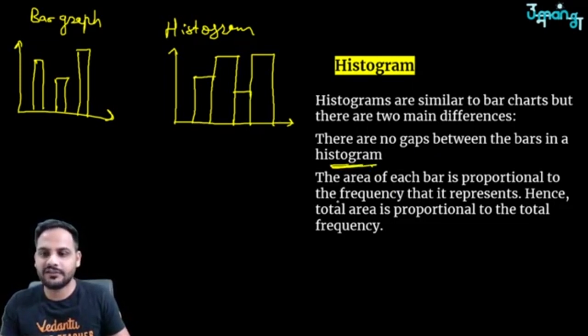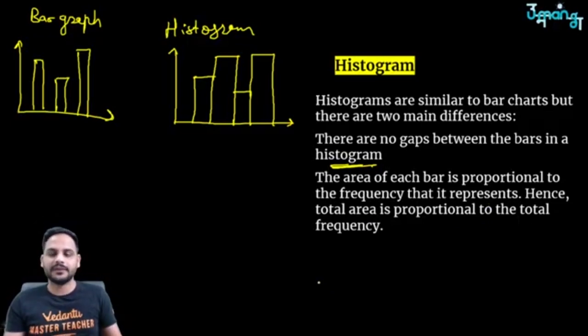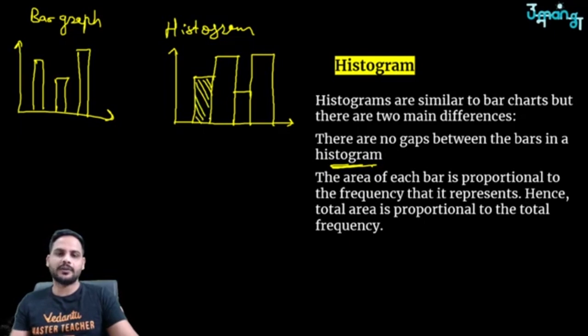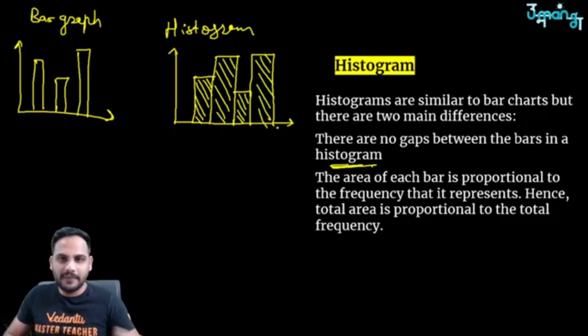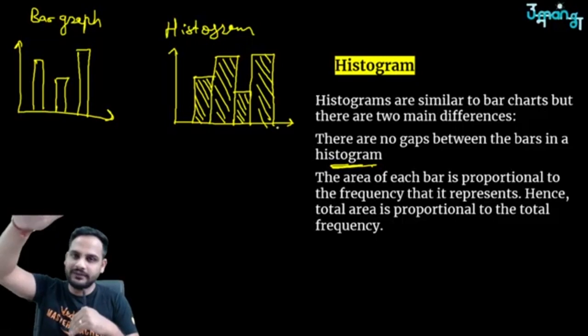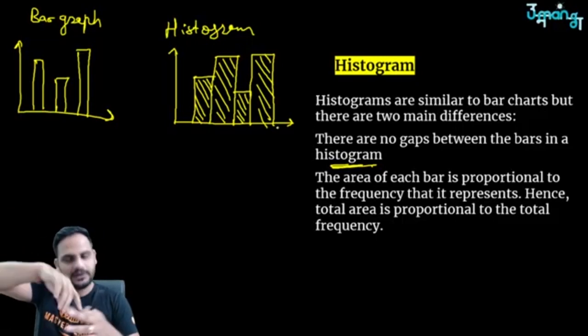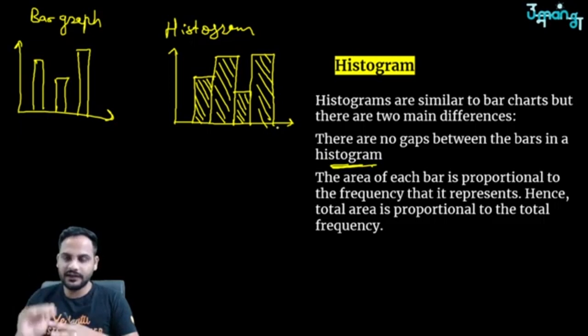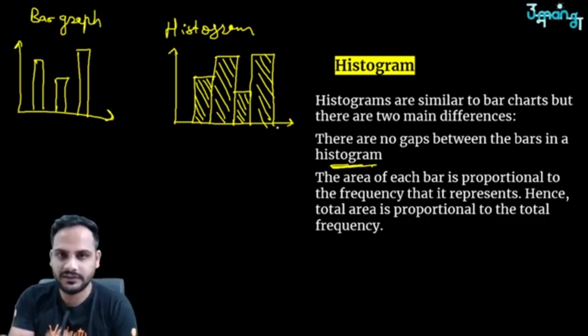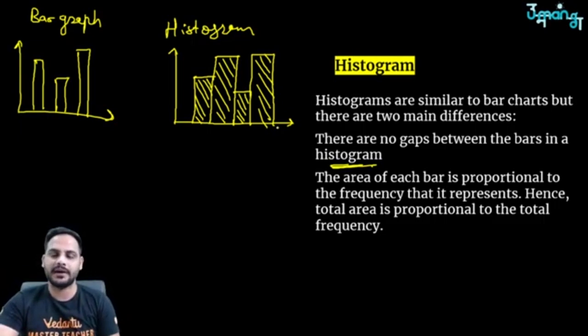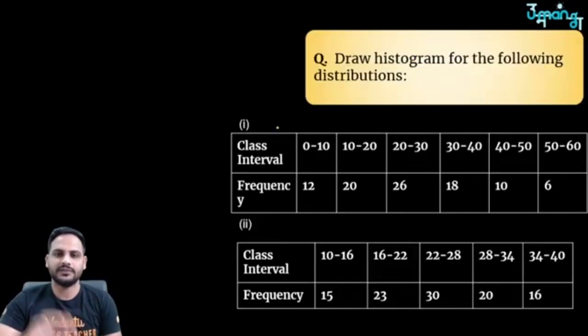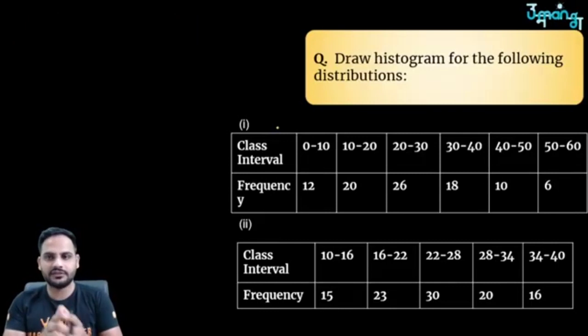The area of each bar is proportional to the frequency that it represents, hence total area is proportional to the total frequency. So in this part actually the area of each bar represents the frequency. You can see if the bar is greater, the frequency is more. If the bar is smaller, area is less, so frequency is less. If the bar is of greater size, area of that bar will be more. If area of that bar is more, frequency is more. If the bar is of less height, area will be less, so frequency is less. So the proportionality is with the area part in case of histogram. Got it? So let's understand how do we plot the histogram using the data.